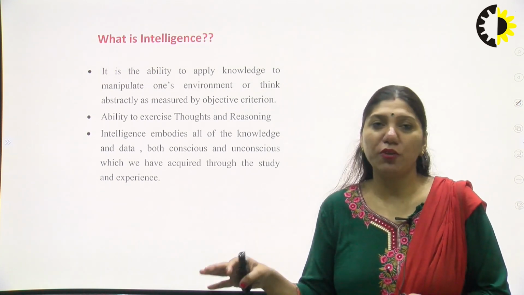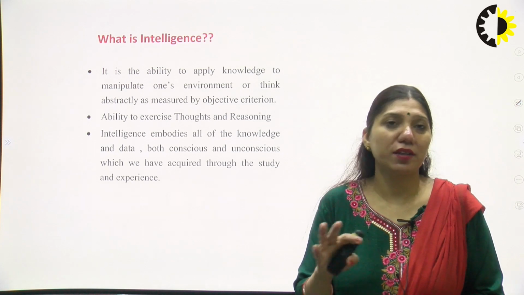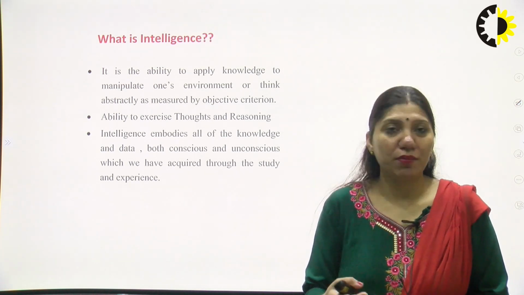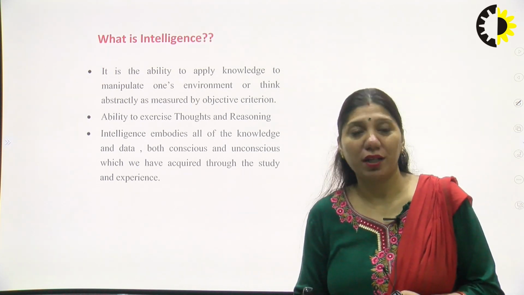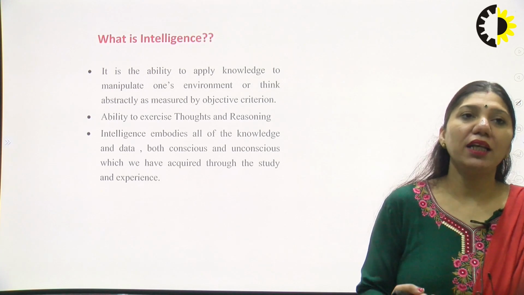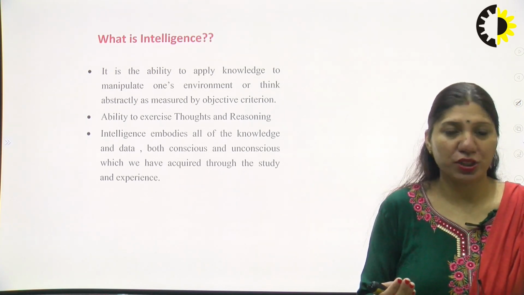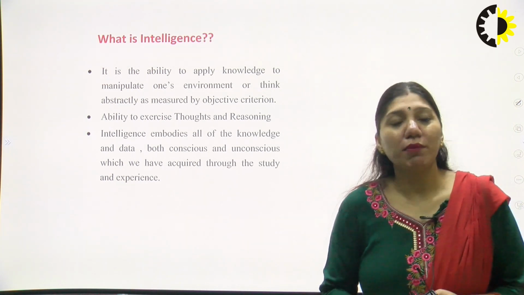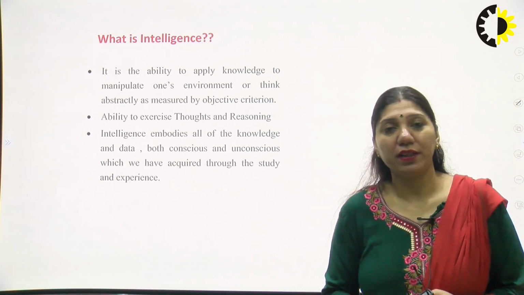Being a human being, I know. But being a machine, the machine doesn't know. It should change its scenario. कि सनी अगर होगा तो मुझे क्या काम करना है, रेनी अगर होगा तो मुझे क्या काम करना है, as per the environment. You getting my point? Or think abstractly or measured by the objective function. Clear, everyone? Intelligence is also ability to exercise thoughts and reasoning.